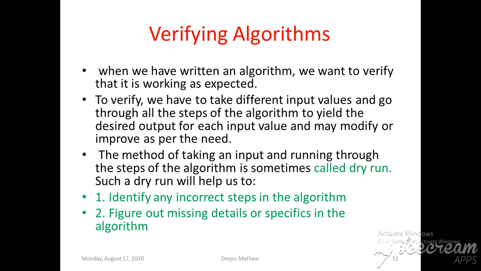The dry run is used to identify all incorrect steps in the algorithm. The dry run also figures out the missing details or specifics in the algorithm. So these are the two important things about a dry run: it helps to identify all incorrect steps, and it figures out all missing details and specifics in the algorithm.